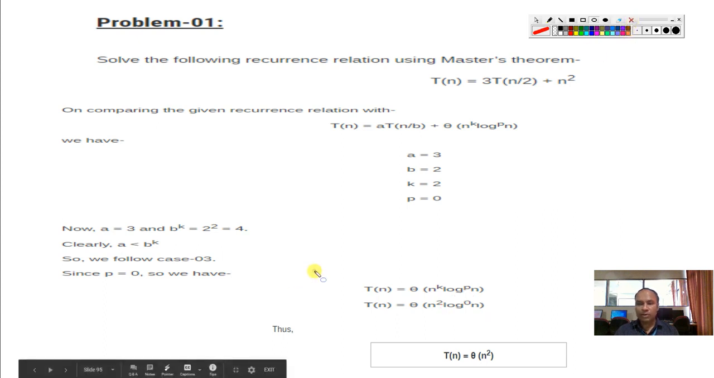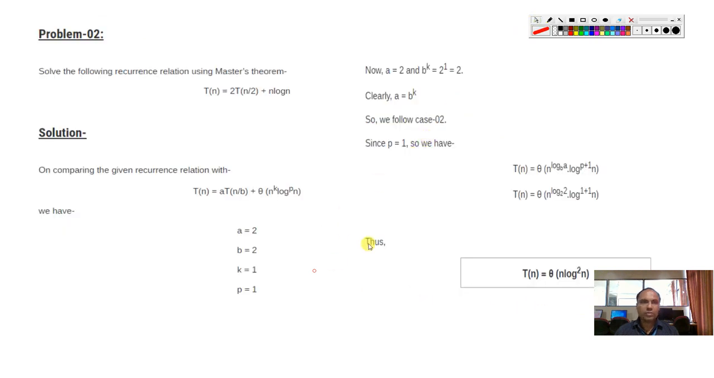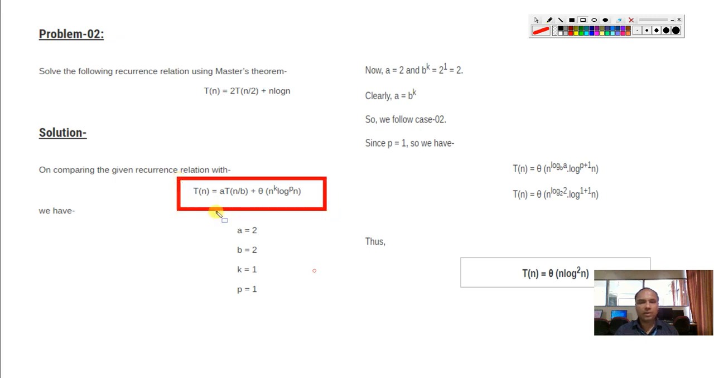Let us take one more example. Now here you are given the recurrence equation T of n is equal to 2T of n divided by 2 plus n log n. If you compare it with the generalized equation T of n is equal to aT of n divided by b plus theta n raised to k log raised to p n, we get the value of a equal to 2, b equal to 2, k equal to 1, and p equal to 1.